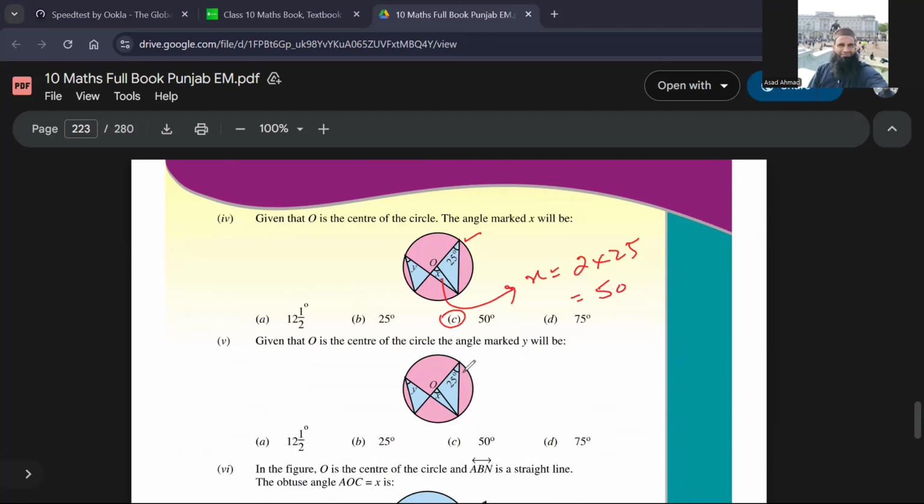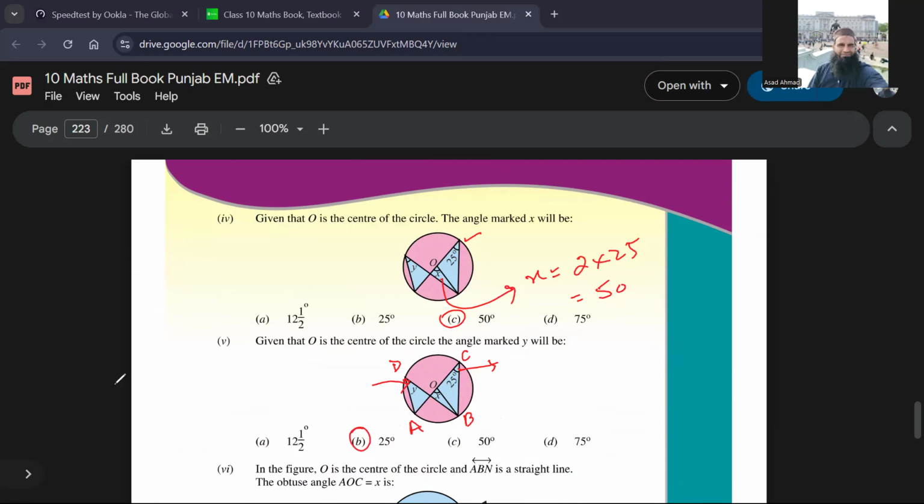Number 5, MCQ, same question, but this time angle Y has been asked. So you have to remember that angles in the same segment. If AB is an arc and it is making an angle at point C or at point D, these are the two circumangles. So both of these circumangles will be equal. So if angle at C is 25, then angle at D, which is Y, will also be 25.